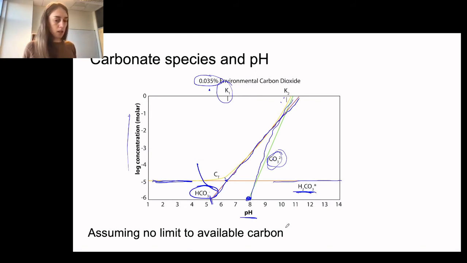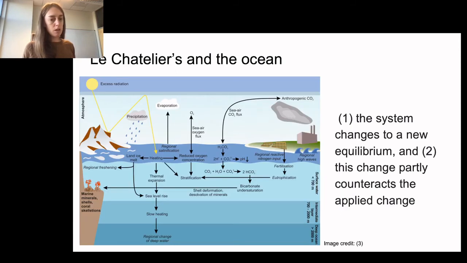So coming back to our example of the ocean, now that we have a little bit better understanding of the carbonate system, we can think about what's going on in the ocean using Le Chatelier's principle. So you'll know that our CO2 in our atmosphere is increasing. Because we've created anthropogenic CO2, the overall CO2 of our atmosphere is increasing. So this flux between our ocean and our atmosphere, we're forcing more into the ocean.